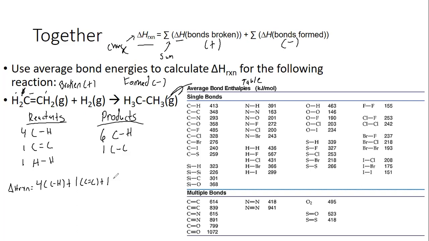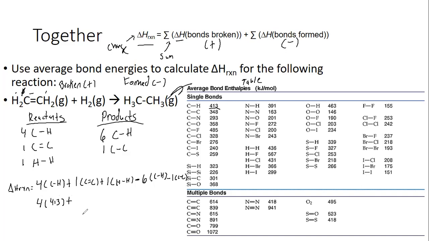So anything that's a reactant is positive. Now I'm moving over to the products, which are negative. So minus 6 carbon hydrogen bonds minus 1 carbon carbon bond. So that's my equation that I'm going to use to figure out this calculation. Now let's actually put in numbers, and you get numbers from these tables. So first, I have 4 carbon hydrogen bonds, which has an energy of 413.